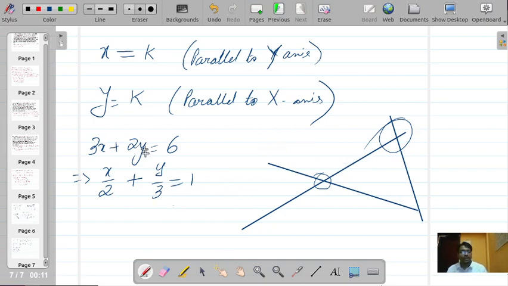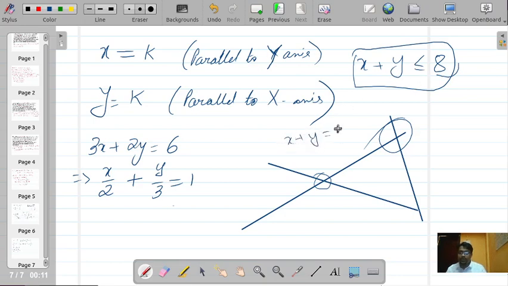So this was about plotting straight lines. In the next lecture we will see how to plot inequations. If I have something like x + y ≤ 8, how do I represent it graphically? In this case it does not represent a straight line, it actually represents a part of the plane separated by the straight line x + y = 8, if the equality is there.